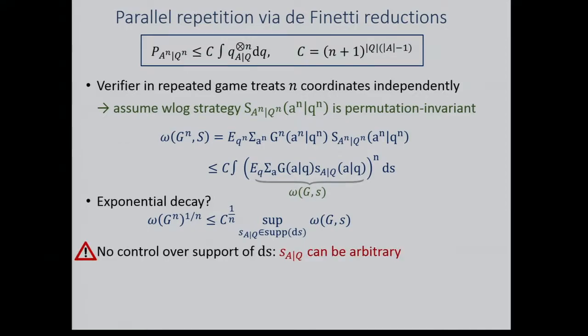So what's the issue here? The issue is that I don't have control over the support of this prior distribution. This de Finetti theorem is saying that there's a prior, a prior over strategies for the single game. But what kind of strategies? Are these classical strategies, quantum strategies, no-signaling strategies? I don't know. Could be anything.